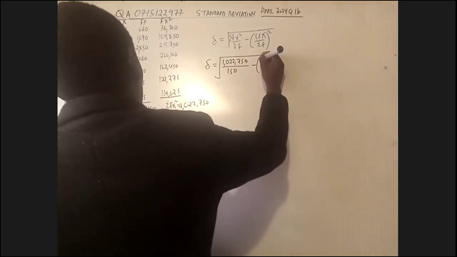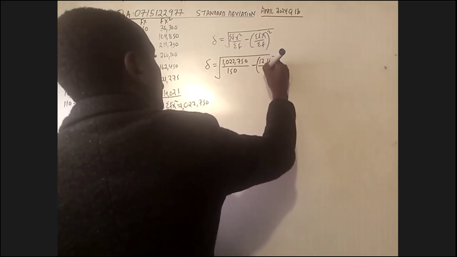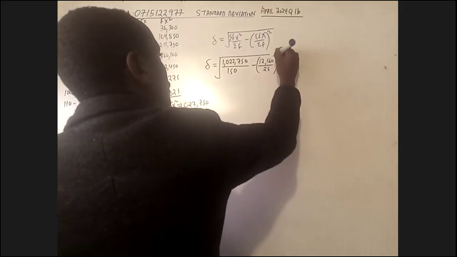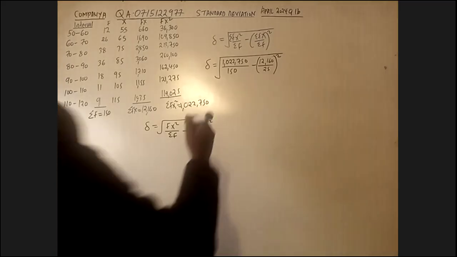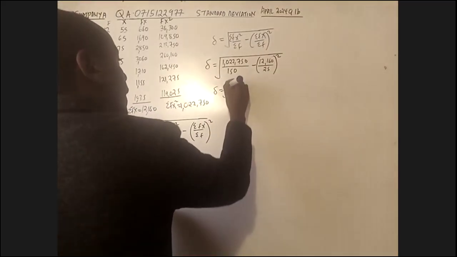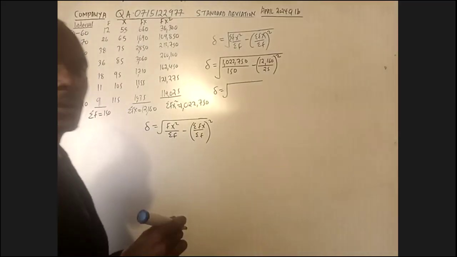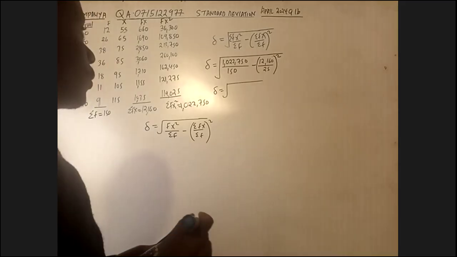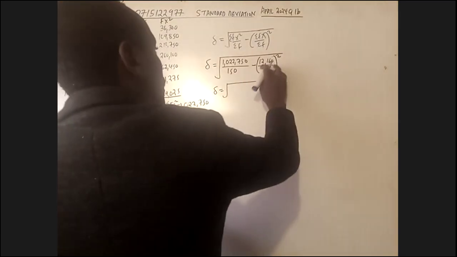So it is 1,022,750 over 150, then find the square root. Excuse me, it should be 150, not 25. Yes, 150 for the sum of frequencies.